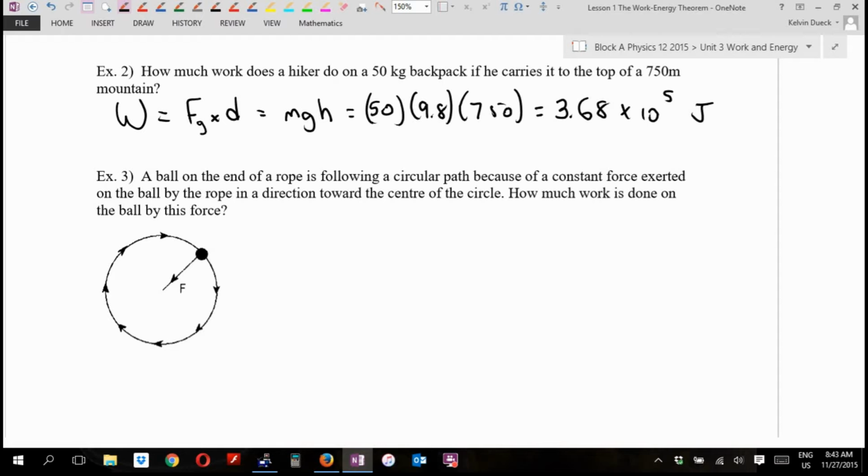Is that okay? So, although I said that's a fair bit of energy, it would really depend, like if you did that over the space of a year by carrying it 10 meters a day, meh, you wouldn't get very tired. If you did that over the space of half an hour, you're probably huffing and puffing. Example 3, a ball at the end of a rope is spun around a circle, as you can see that I'm doing. It's following a circular path with a constant force exerted on the ball by the rope, and the force is inwards. How much work am I doing right now?